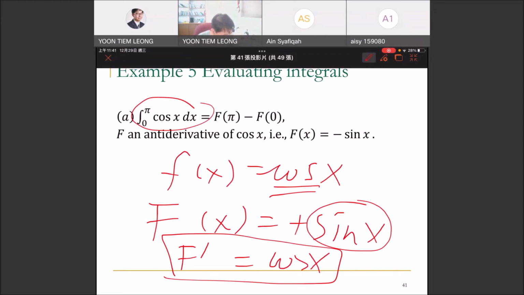No, I think there's something wrong with this. I think here this should be a positive sign instead of a negative sign. So there is a mistake here. I'm going to correct it later, but not now.